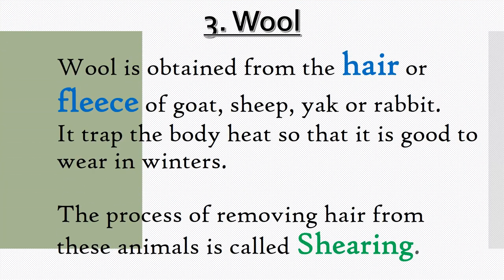Wool is the third example of fiber. Wool is obtained from the hair or fleece of goat, sheep, yak, or rabbit. It traps the body heat so that it is good to wear in winters. The process of removing hair from these animals is called shearing.